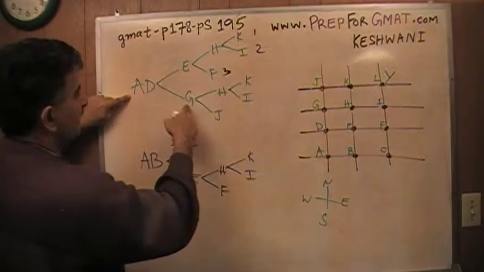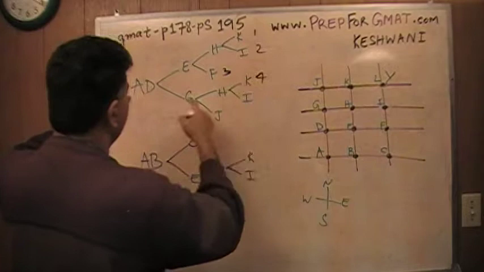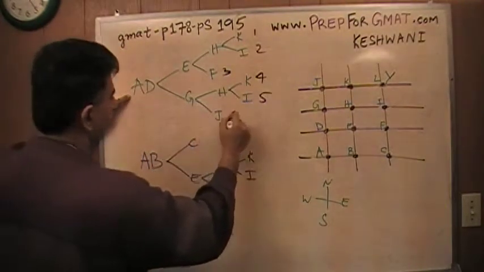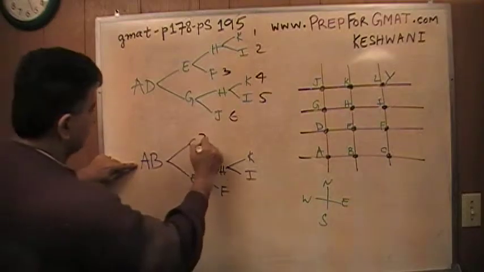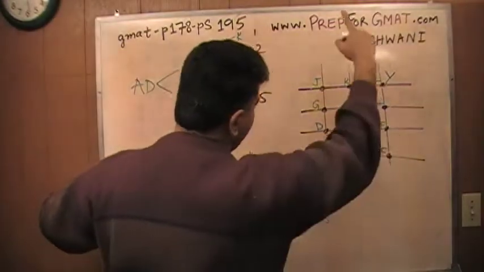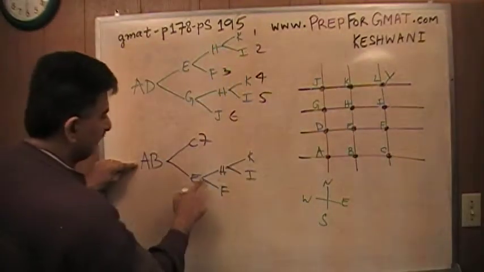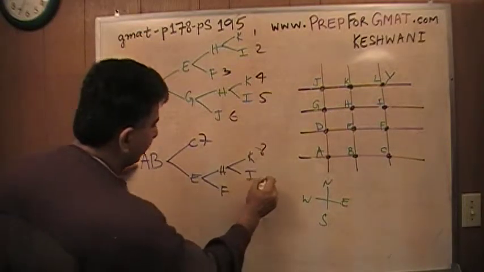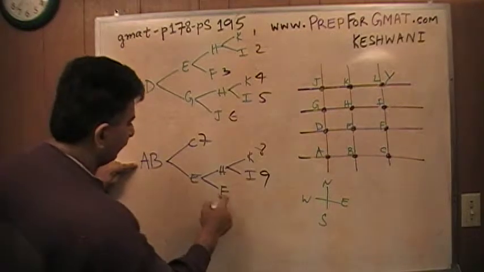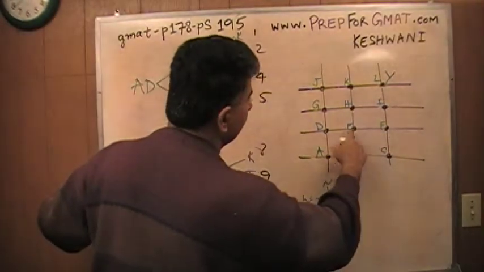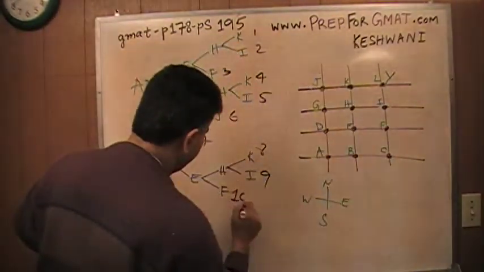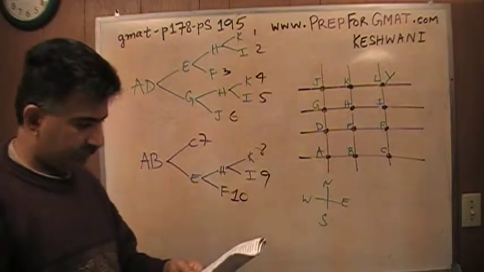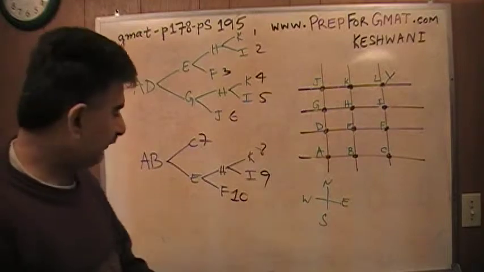A, D, G, H, K, that's 4. A, D, G, H, I, that's 5. A, D, G, J, that's 6. A, B, C, that's 7. A, B, E, H, K, that's 8. A, B, E, H, I, that's 9. And A, B, E, F, and just keep going north, that's 10. That's your answer, 10 possibilities here. The answer is C.